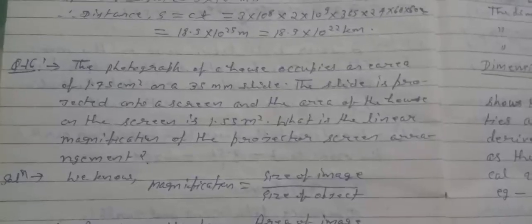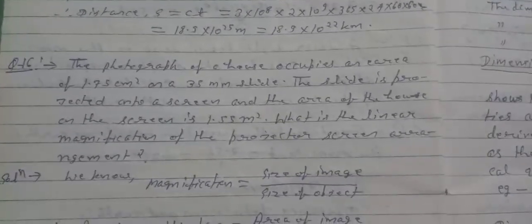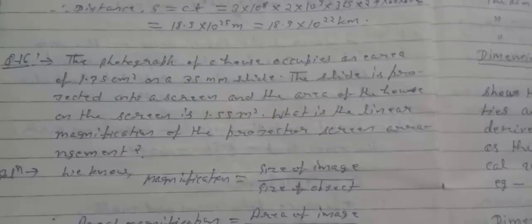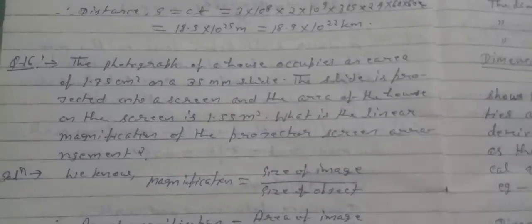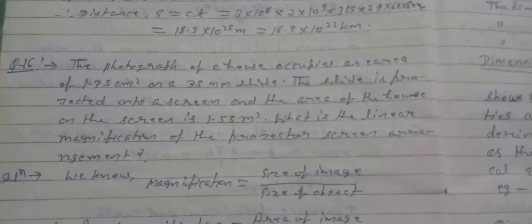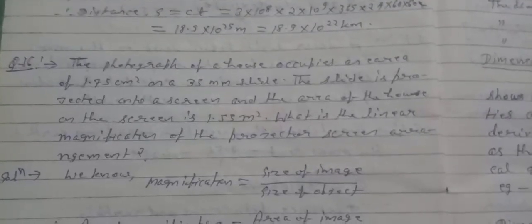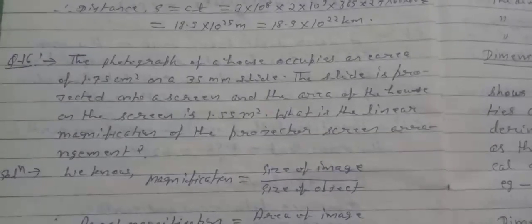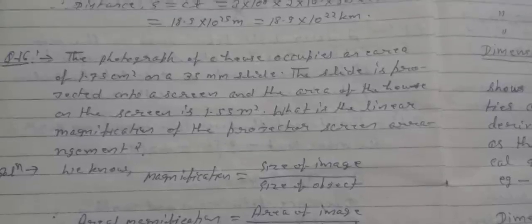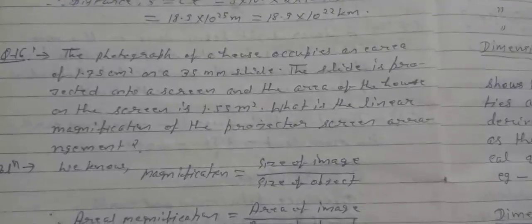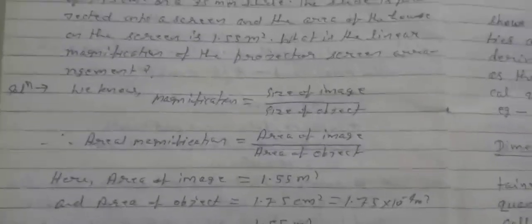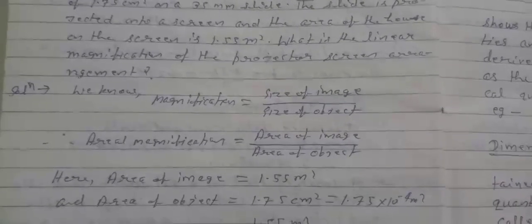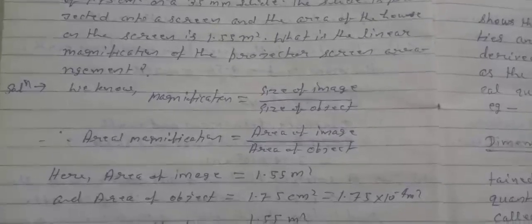The photograph of a house occupies an area of 1.75 cm square on a 35 mm slide. The slide is projected onto a screen and the area of the house on the screen is 1.55 meter square. What is the linear magnification of the projector screen arrangement? We know magnification equals size of image by size of object. Hence areal magnification equals area of image by area of object.